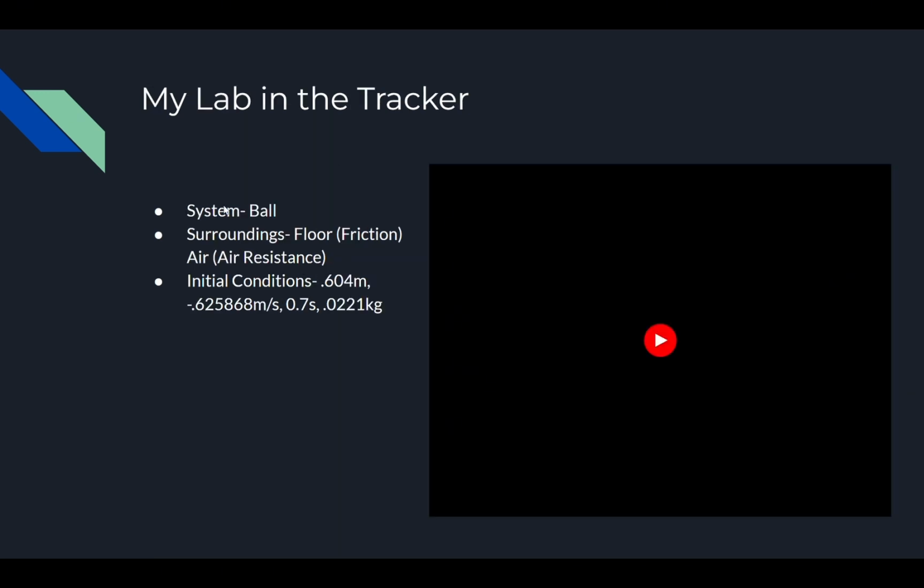In this lab, the system was the ball, the surroundings are the floor, which causes friction, and air, which causes air resistance. Those are errors we will get to later. And the initial conditions are negative 0.604 meters as our starting position, negative 0.625868 meters per second is our velocity. It will start at 0.7 seconds because the ball has to roll in frame, and the mass of the ball is 0.0221 kilograms.